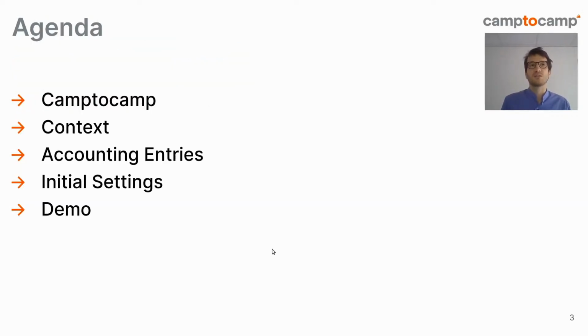Today's agenda is a brief introduction of Camptocamp. I'll give you some context of the project behind this presentation. I'll display the accounting entries that are generated with and without the deferred revenue models. I'll share with you the initial settings if you want to reproduce the same demo by yourself. To finish, I'll make a demo of deferred revenues with subscription on Odoo.